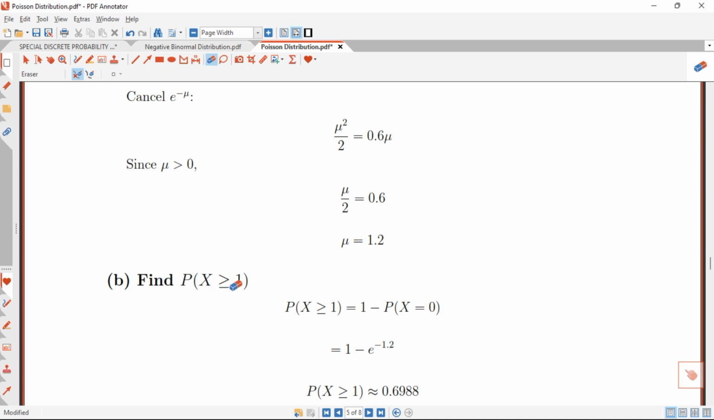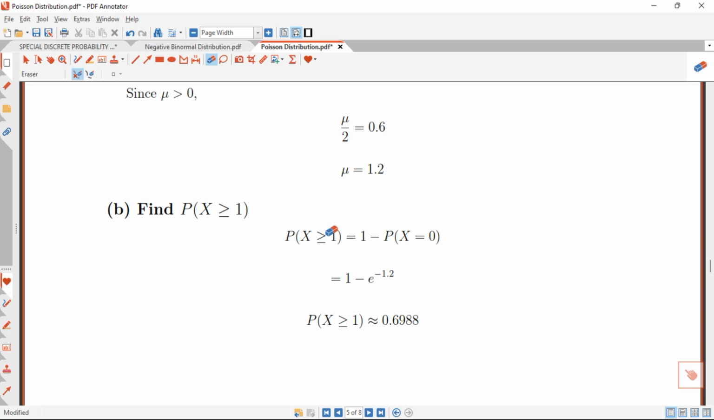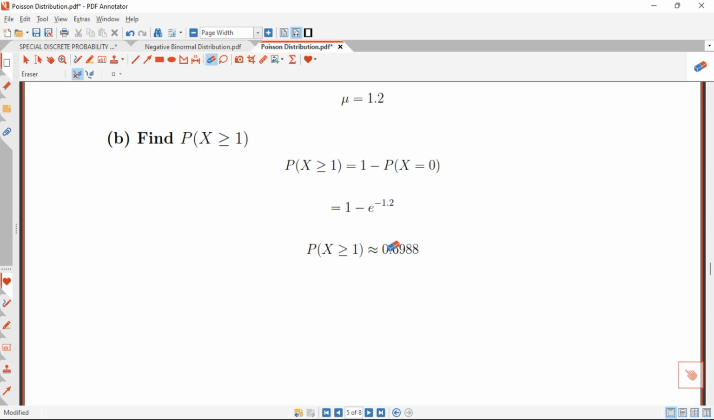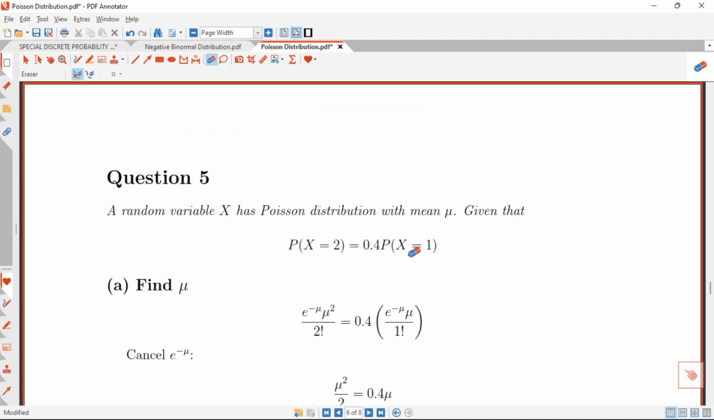Once we have our mean, we can calculate the probabilities, and it said we should find the probability that our x is greater than 1. Probability that our x is greater than or equal to 1 can be written as 1 minus the probability that our x is equal to 0, of which our final answer for that will be 0.6988 for that one.